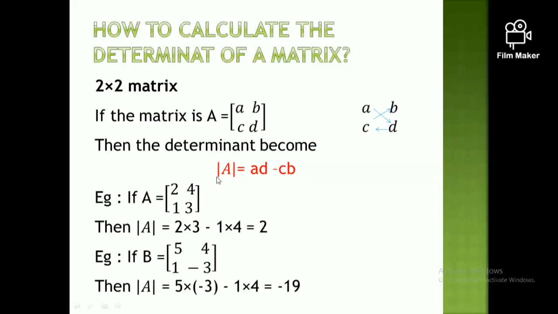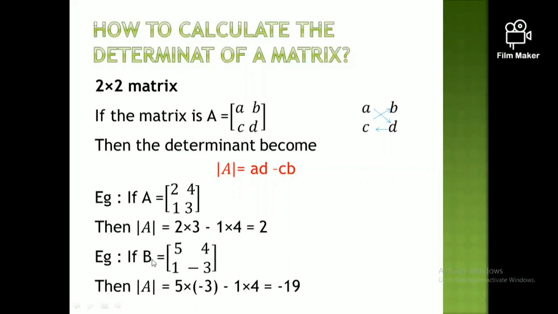Okay. Then if you come up with this example here, if you want to find the modulus of A, cross like a cross. 2 into 3, put a minus, then 1 into 4. 2 into 3 minus 1 into 4. Then you will get the answer. 2 into 3 is 6, 6 minus 1 into 4 is 4, 6 minus 4 is 2. So the modulus of matrix A would be 2.